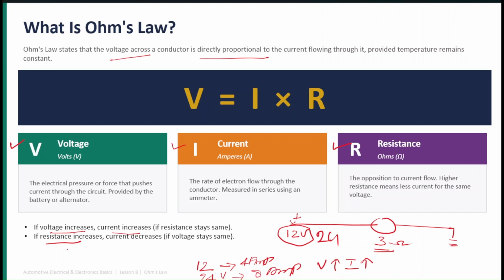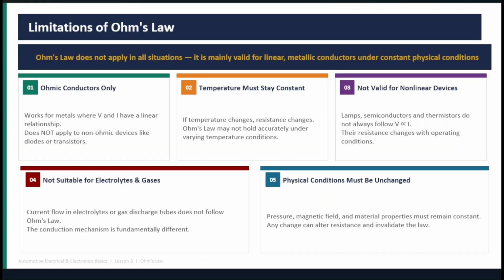If you are changing the resistance while the voltage is maintained the same, the current will be varying. Now, is Ohm's law applicable for every circuit? It is not applicable for every circuit. It is applicable only for linear metallic conductors, and for diodes and non-linear things it is not applicable. It is temperature dependent also. Temperature dependent means some materials are NTC, some materials are PTC. With NTC material, when temperature increases, the resistance reduces. In PTC, when temperature increases, resistance increases.